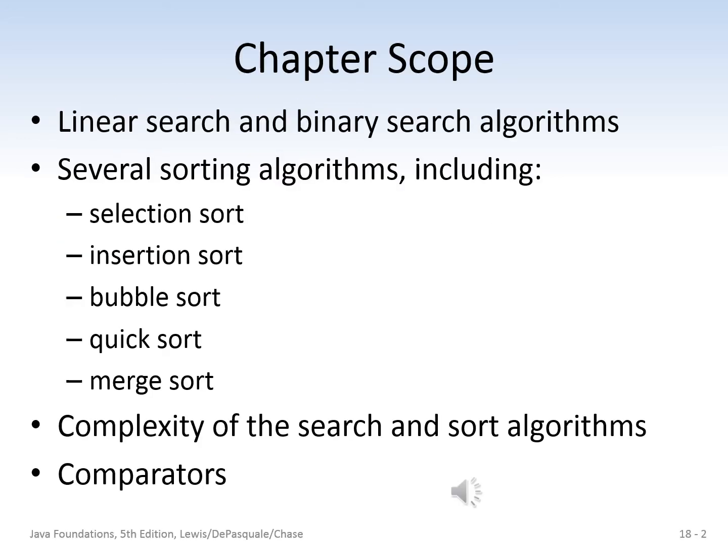In this chapter, we'll start off with a comparison of the linear search and the binary search algorithms. We will then proceed into the sorting algorithms, including selection, insertion, bubble, quick, merge. We'll discuss and analyze the complexity of the search and sort algorithms, and finish up with comparators.